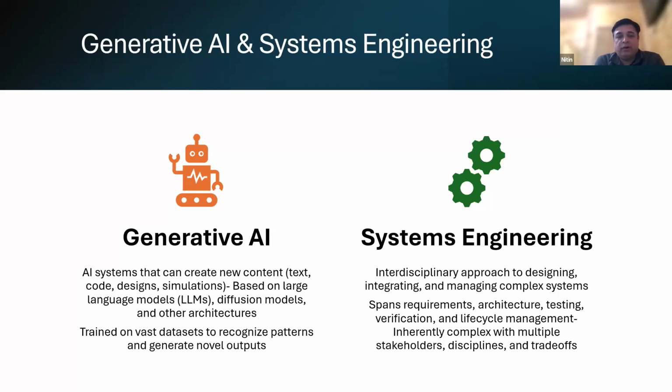These are generally based on large language models and diffusion models. These are different types of AI models which are used to build Gen AI systems. They are trained on vast data sets to recognize patterns within the data and generate novel or new outputs which have not existed before.